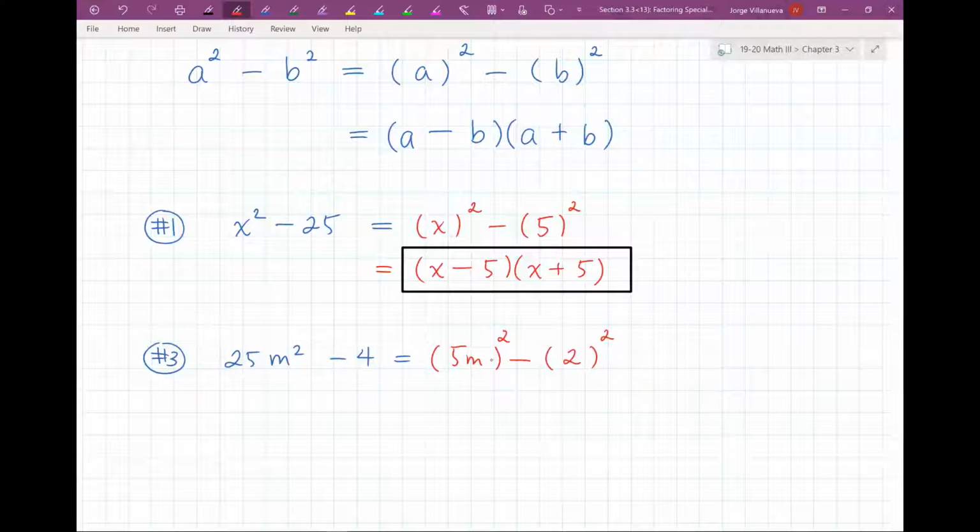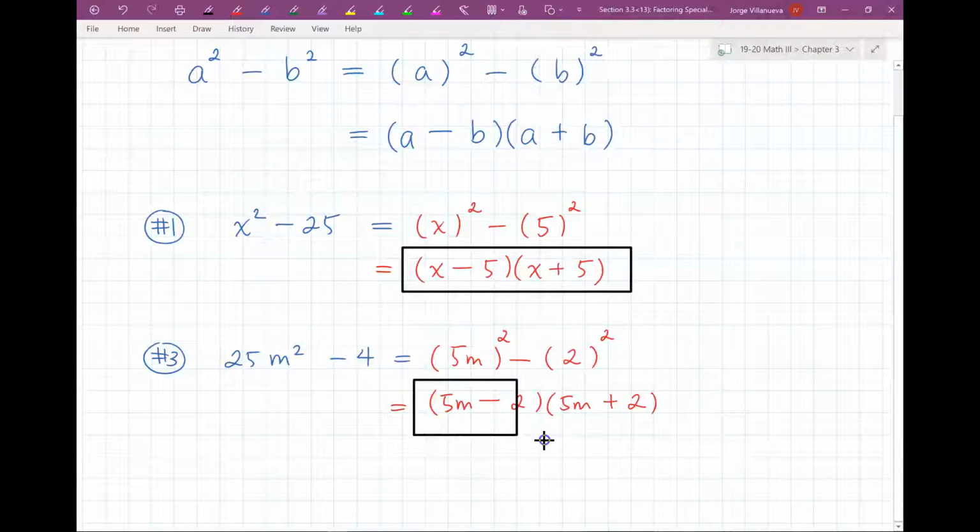Once you figure that out, remember the rest is easy. You just got to put two parentheses, put your 5m in the front, put your 2's in the back, and then put a minus and a plus. Now, some people have asked me, what if I want to put a plus and a minus? That's fine. Put a plus first, a minus second. No big deal. It's still going to be done correctly.